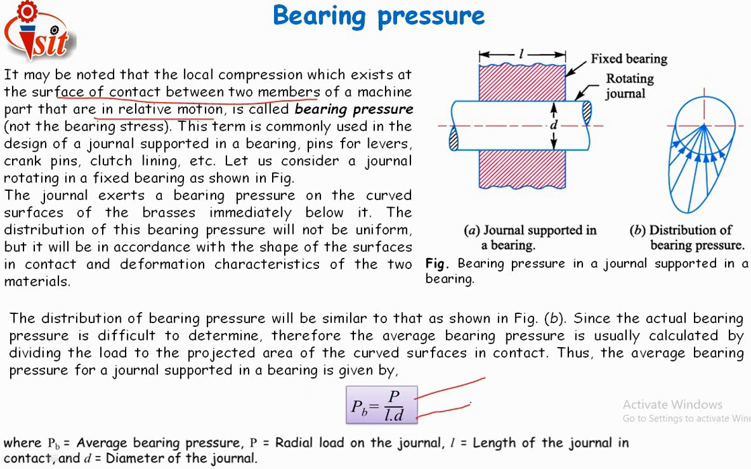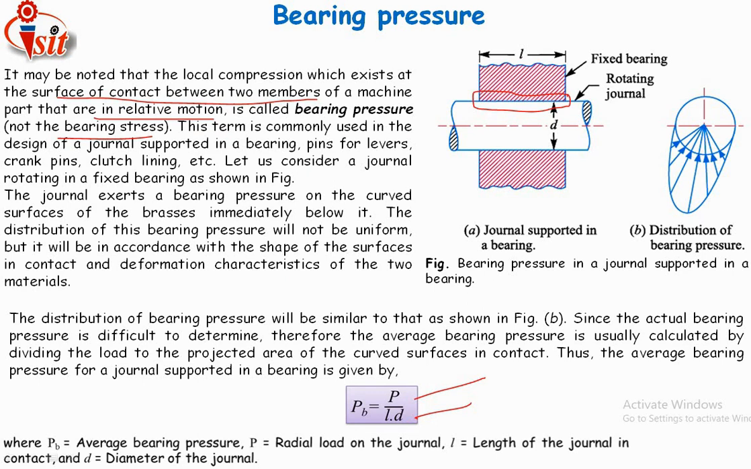In the case of crushing stress, we have seen force upon t into d, that is thickness into diameter. But here this is the length of the journal and this is the diameter of the rotating journal. This rotating journal is in contact for this length with the fixed bearing. So between two members of a machine that are in relative motion, one may be fixed and another rotating, or both may be rotating, it is called bearing pressure, not the bearing stress.